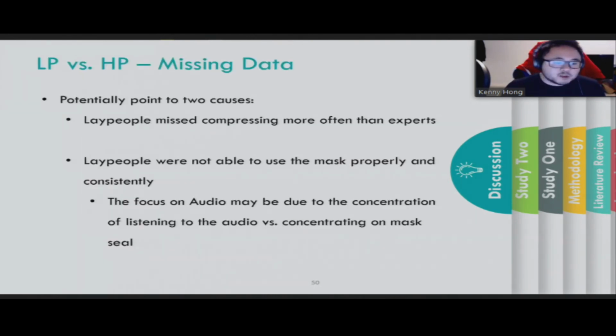This can potentially point to two causes. Lay people missed compressing more than experts, as well as lay people were not able to use the mask properly in consistency. So the focus on audio may be due to the concentration of listening to audio versus concentrating on the mask seal itself.